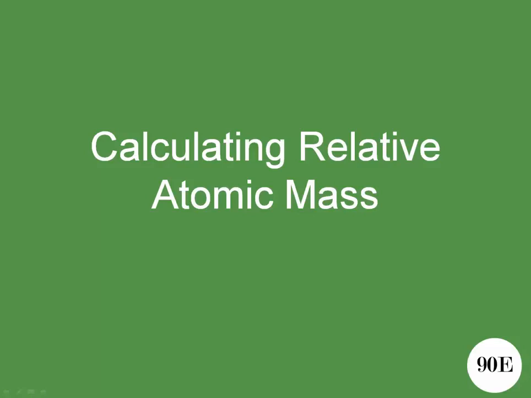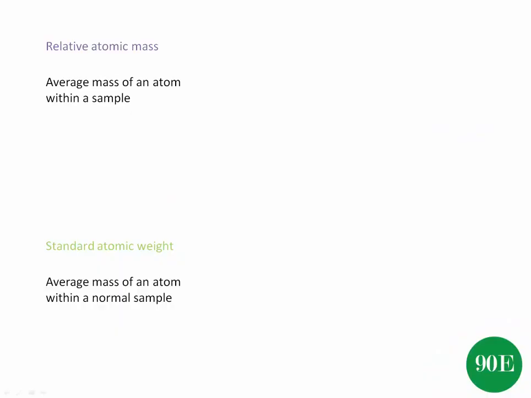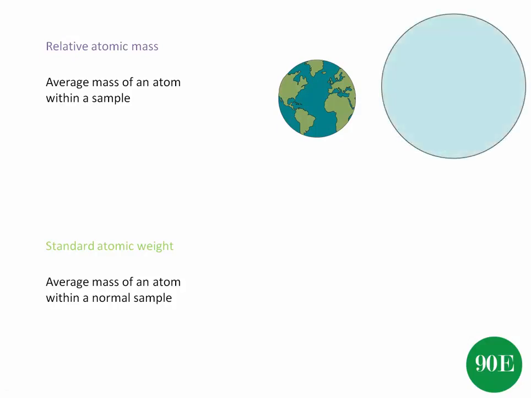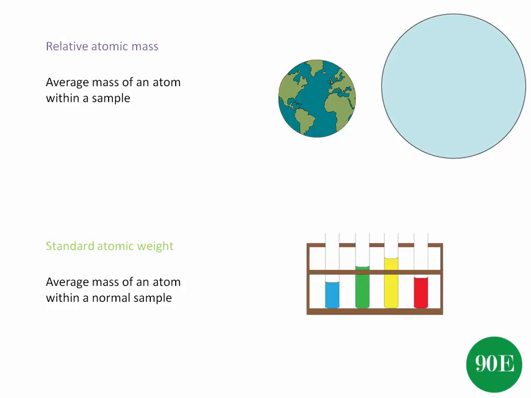In this video we'll be looking at how to calculate the relative atomic mass for a sample and comparing that to the standard atomic weight for the chemical element. You'll remember from our previous video that the relative atomic mass is the average mass of an atom within a sample, irrespective of where that sample comes from. So it could be from our planet, or it could be from outer space, say for instance from another planet like Uranus. The standard atomic weight, on the other hand, is the average mass of an atom that's from a normal sample. And by normal, we just mean something that you'd probably find in your science lab or in industry, something that hasn't been significantly changed.